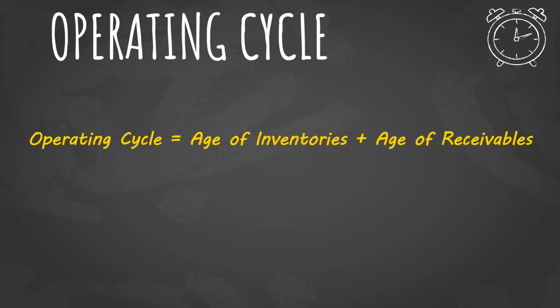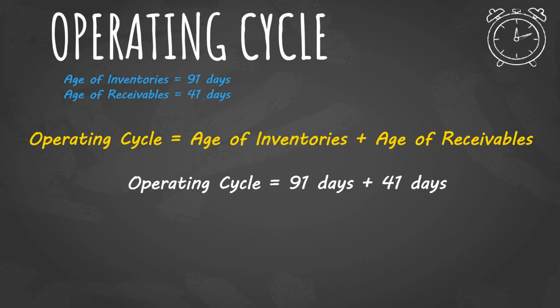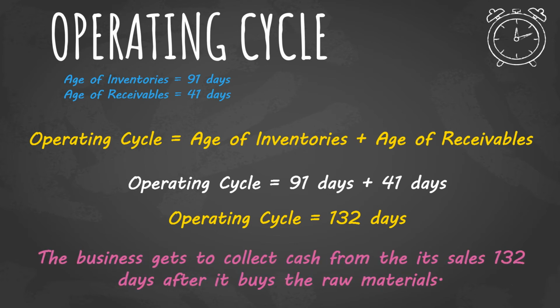Since we're able to identify the age of inventory and age of receivables, we will now be able to get the operating cycle. Since age of inventories is 91 days and age of receivables is 41 days, we get the total, which is the operating cycle. This explains that the business gets to collect cash from its receivables 132 days after it buys the raw materials. Meaning, the business will be able to collect payment from its sales 132 days after they purchase the raw materials.